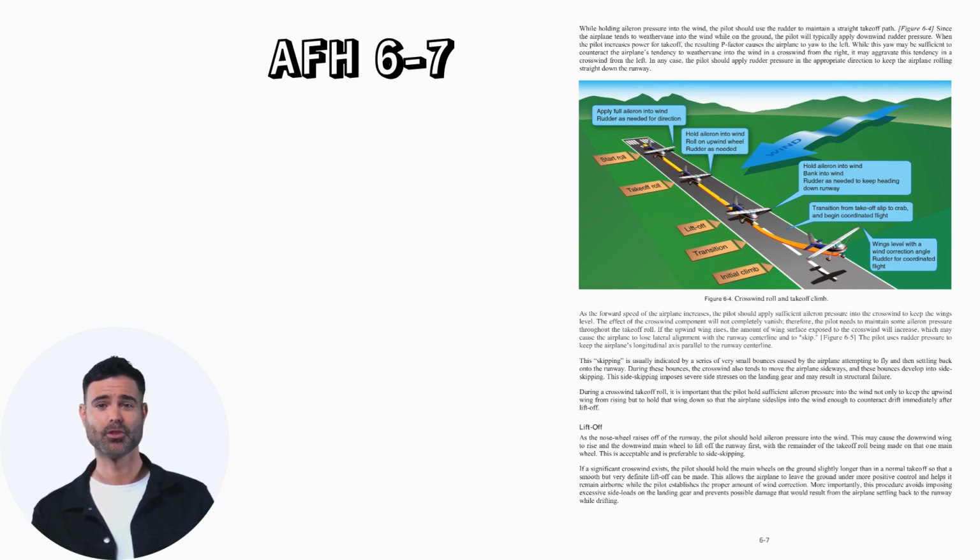This skipping is usually indicated by a series of very small bounces caused by the airplane attempting to fly and then settling back onto the runway. During these bounces, the crosswind also tends to move the airplane sideways, and these bounces develop into side skipping. This side skipping imposes severe side stresses on the landing gear and may result in structural failure. During a crosswind takeoff roll, it is important that the pilot hold sufficient aileron pressure into the wind not only to keep the upwind wing from rising, but to hold that wing down so that the airplane side slips into the wind enough to counteract drift immediately after liftoff.